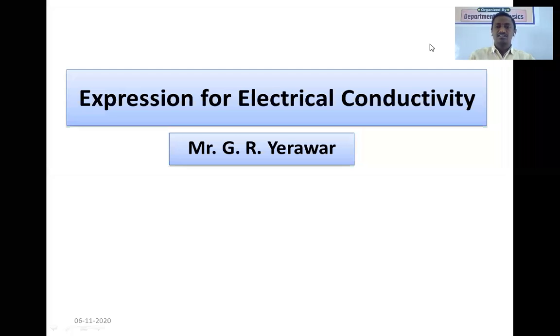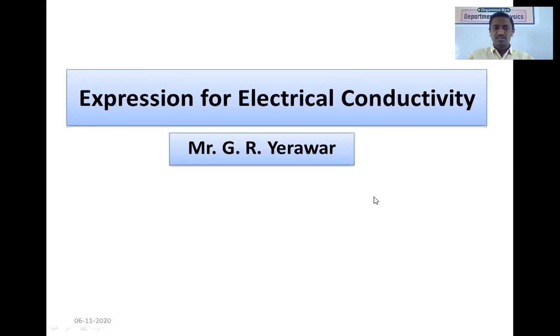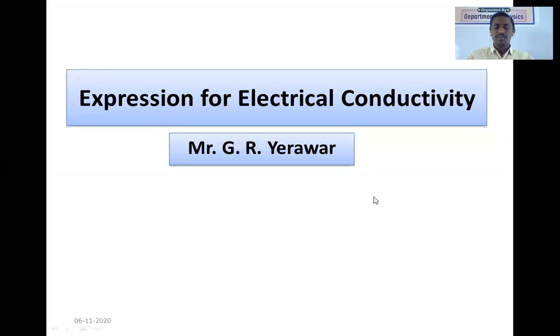For electrical conductivity. So electrical conductivity, as we know, is the ability of a conductor to allow or permit the electrical current through it. That ability of conduction of electric current is called the electrical conductivity of that material.